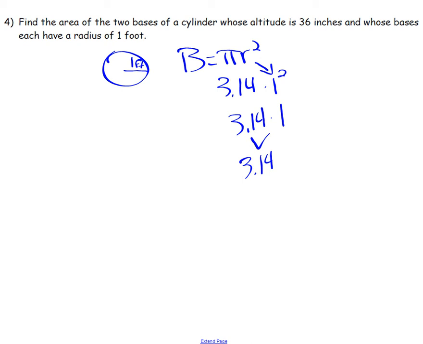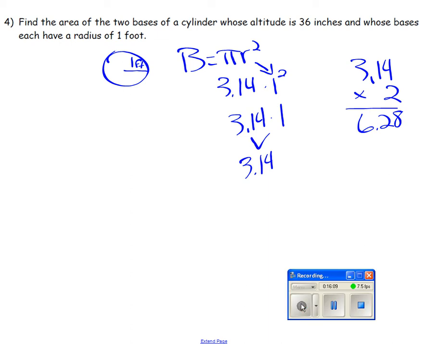But if it's a cylinder and it has 2 bases, you need to take this 3.14 and multiply it by 2. I don't understand why you have to multiply. Why can't you just add it? Yes, that's how multiplying is. So it's 6.28 feet squared.